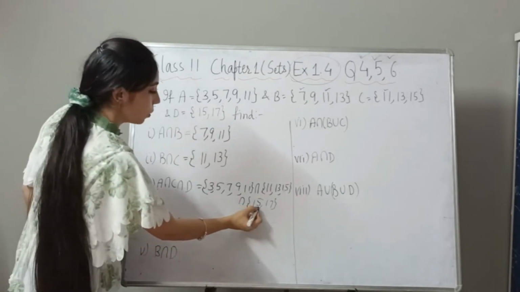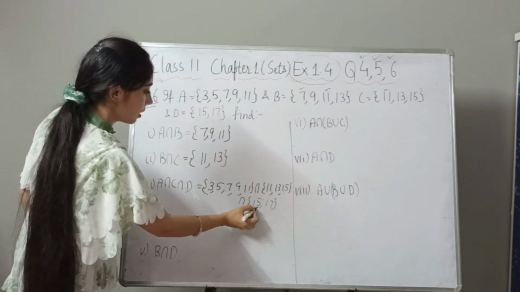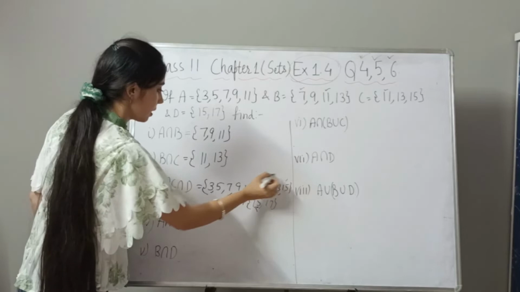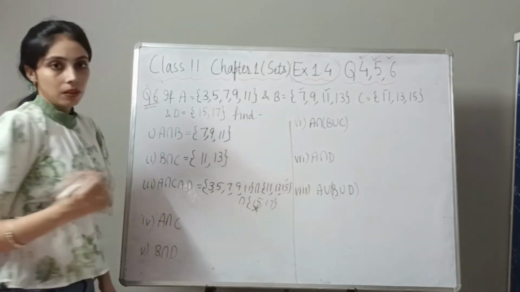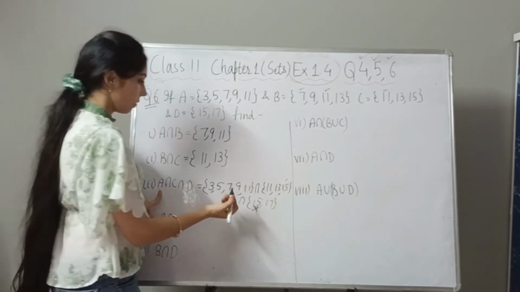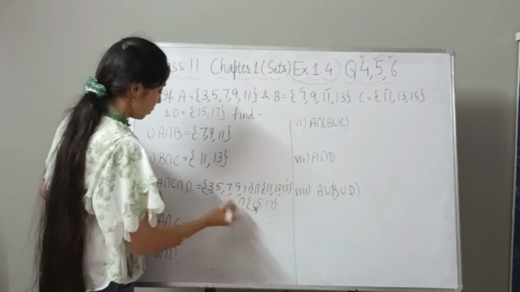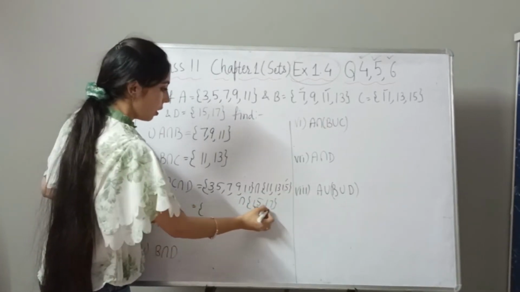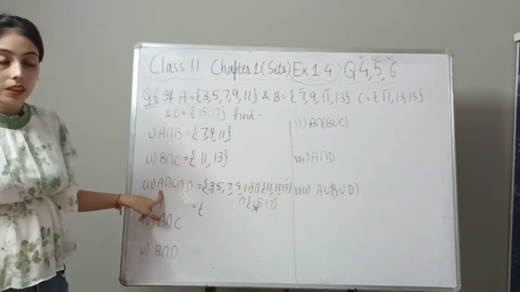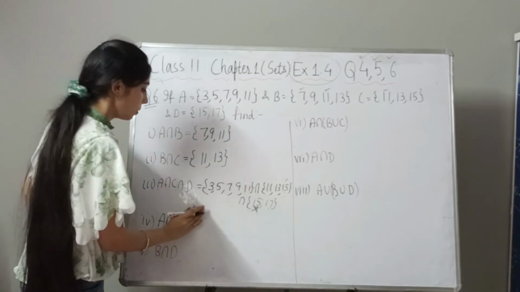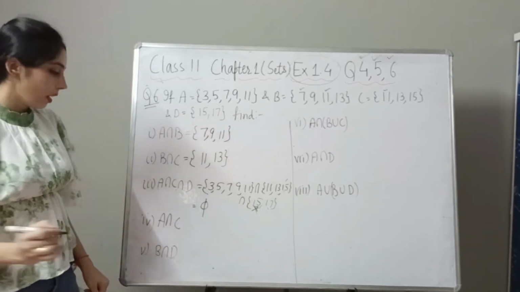Okay. First of all, we are going to check 15. 15 is in D, C, but not in A. So 15 will not be in the intersection. Also 17 will not be in the intersection. So this set will be empty. Okay.